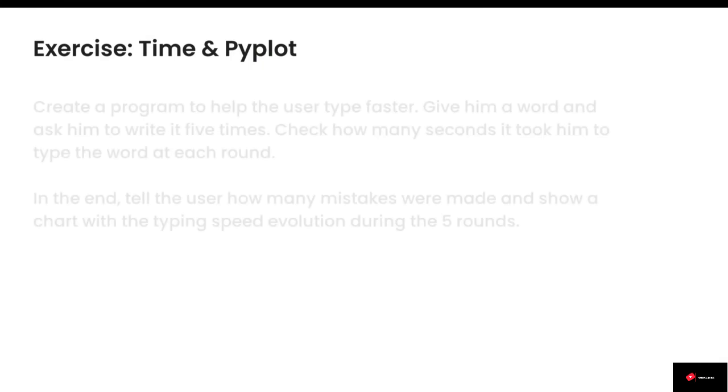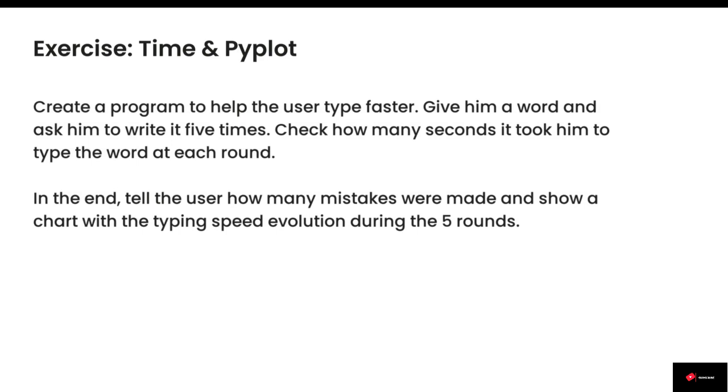Create a program to help the user type faster. Give him a word and ask him to write it 5 times. At each time, check how many seconds it took the user to type the word. At the end of 5 rounds, show how many mistakes were made and print a chart to show the user's evolution. Good luck, and when you're finished, go back here to see the solution.